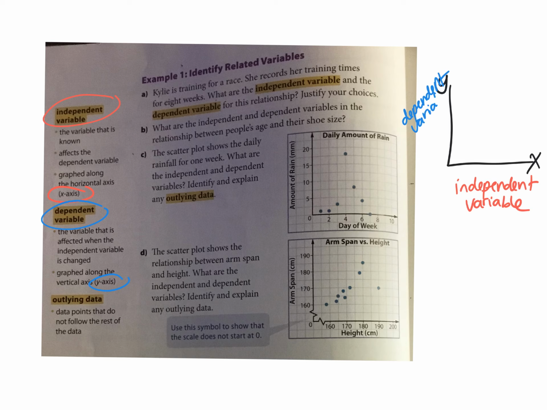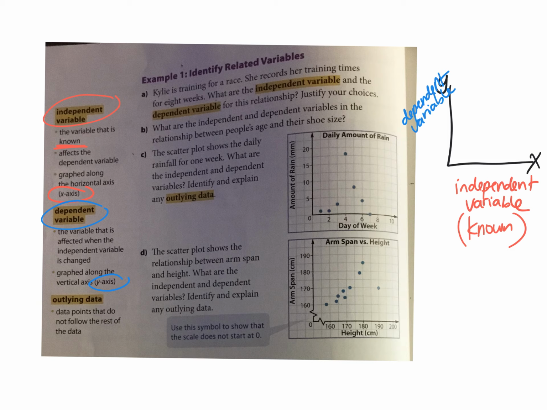So think of it as dependent. One of the variables depends on the other variable, okay? So the independent variable is the variable that you know. It's known. So let me give you an example.